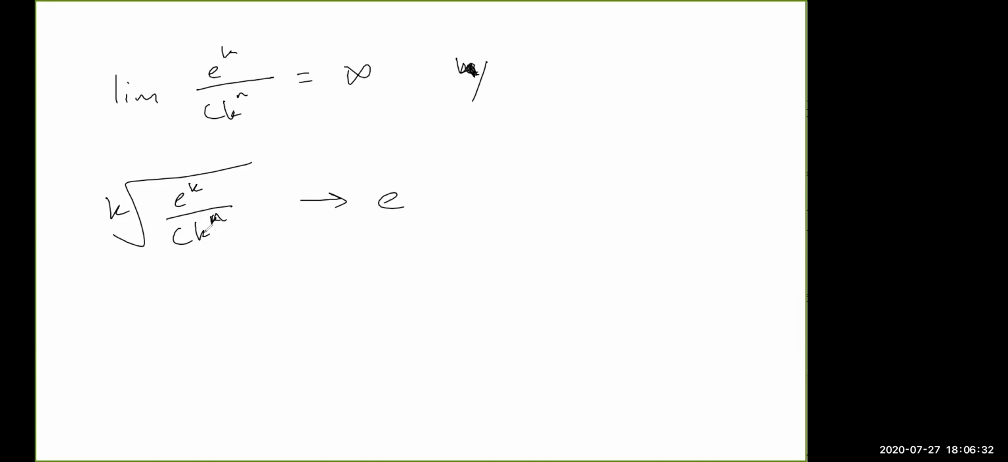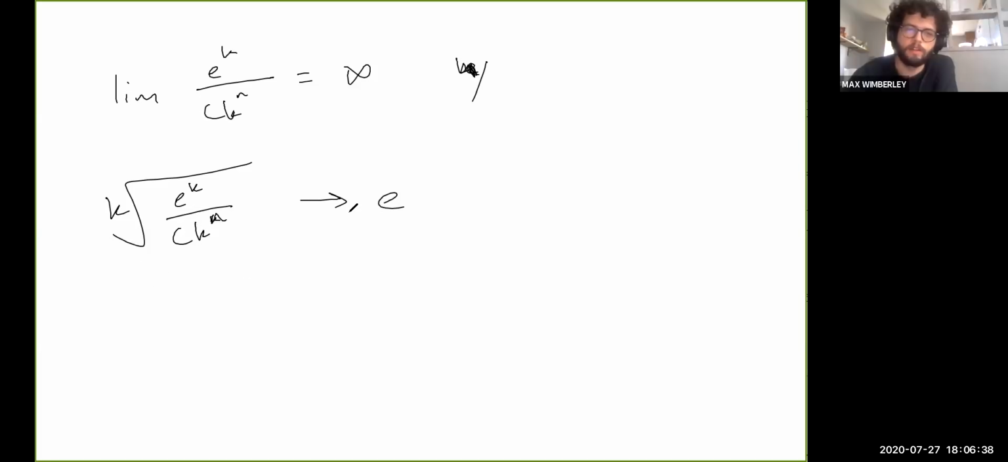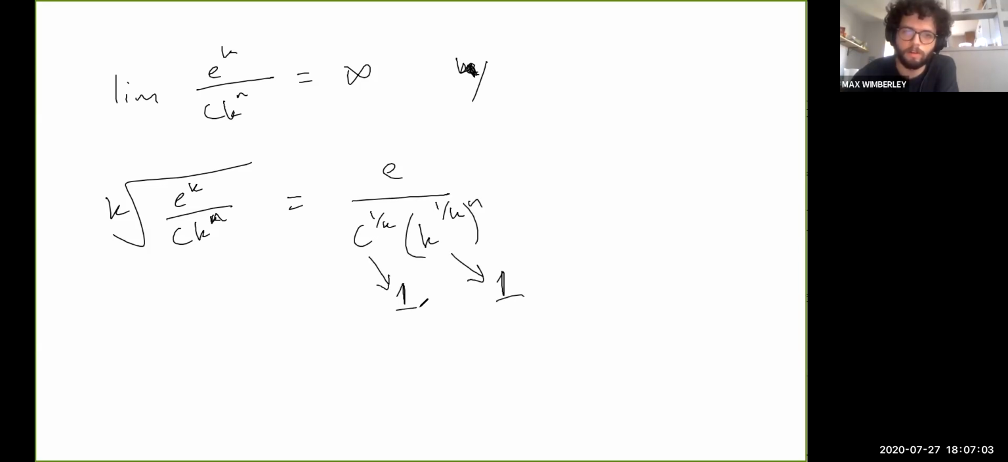Would it be e over the kth root of c? Yes. It equals precisely e over c to the 1 over k, and then k to the n over k. But we know that k to the n over k is k to the 1 over k to the n, and this approaches 1, and c to the 1 over k also approaches 1. So this overall thing approaches e. It's not too hard to get from here.